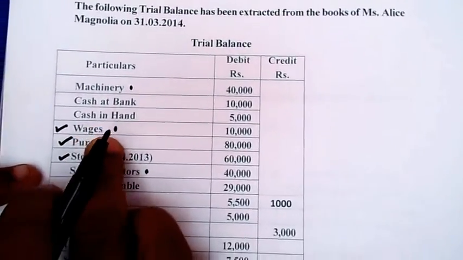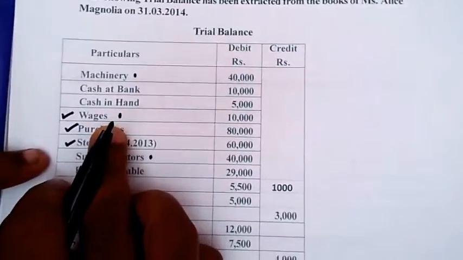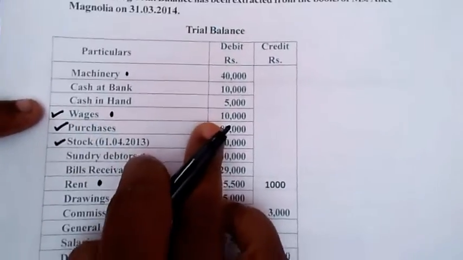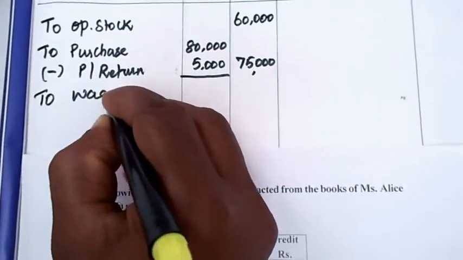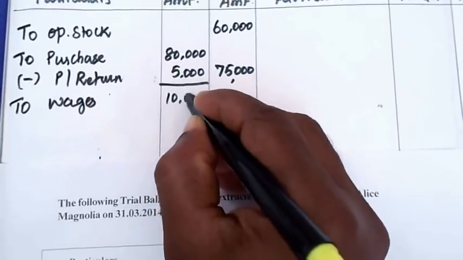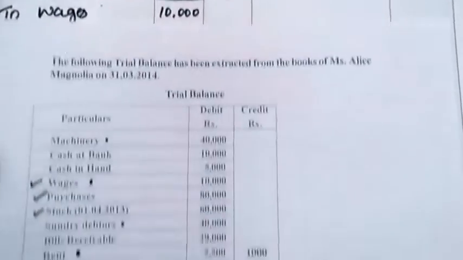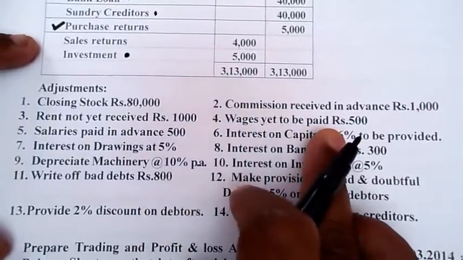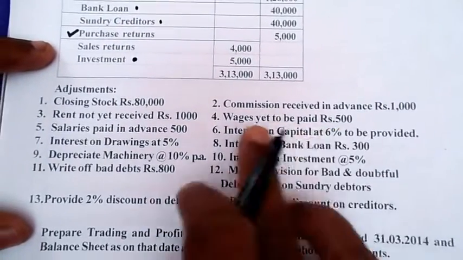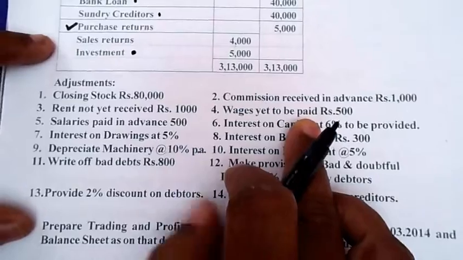For what purpose? You need to refer to the adjustment. So how much are my wages? 10,000, no? Enter it on the debit side. To wages 10,000 rupees, enter in the inner column and just see the adjustment. Fourth one, wages yet to be paid. So what is the meaning of yet to be paid? Yet to be paid means outstanding, not yet paid.